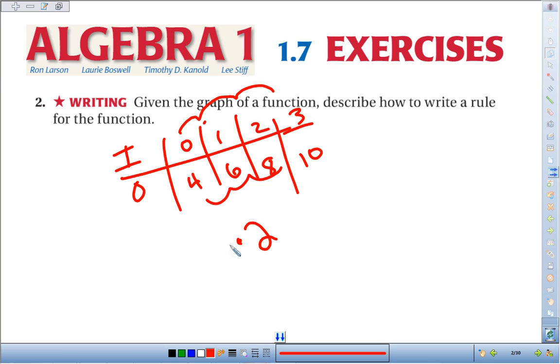Okay, well, what are we going to times 2? We're going to double the input. We're going to take the x value times 2. 0 times 2 is 0. And then we're going to add 4 to it. And there we have our equation, y equals x times 2, or y equals 2x plus 4.